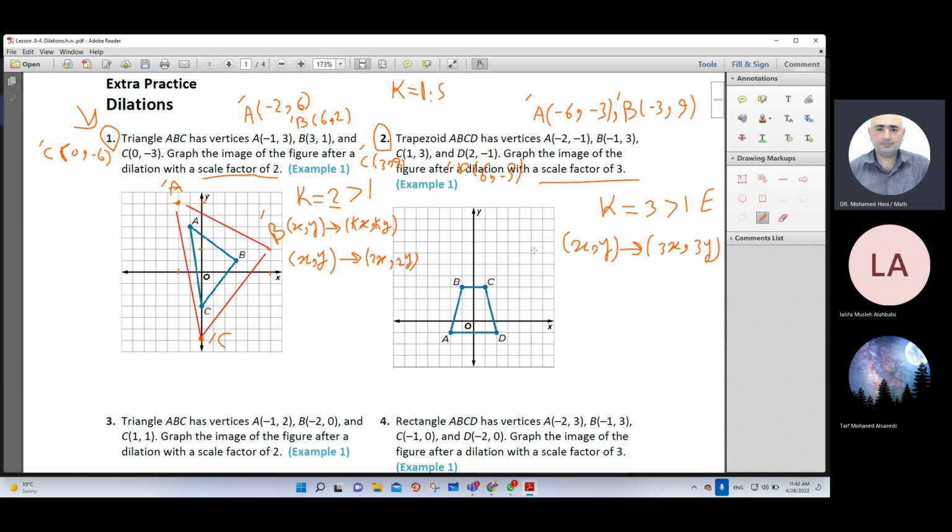So then we can coordinate the vertices here. A prime (-6, -3). Minus 6 in the x: minus 1, minus 2, minus 3, minus 4, minus 5, minus 6 will be here. And minus 3. So this is A prime. Then B prime, (-3, 9). Negative 3, then 9. 1, 2, 3, 4, 5, 6, 7, 8, 9.